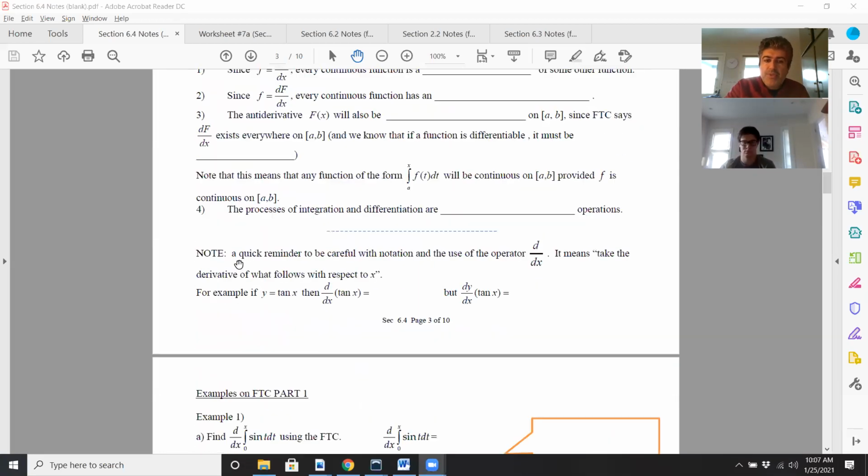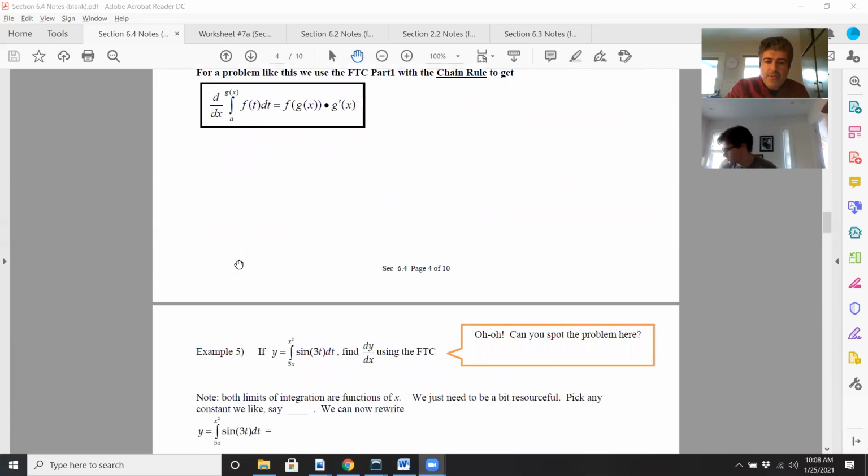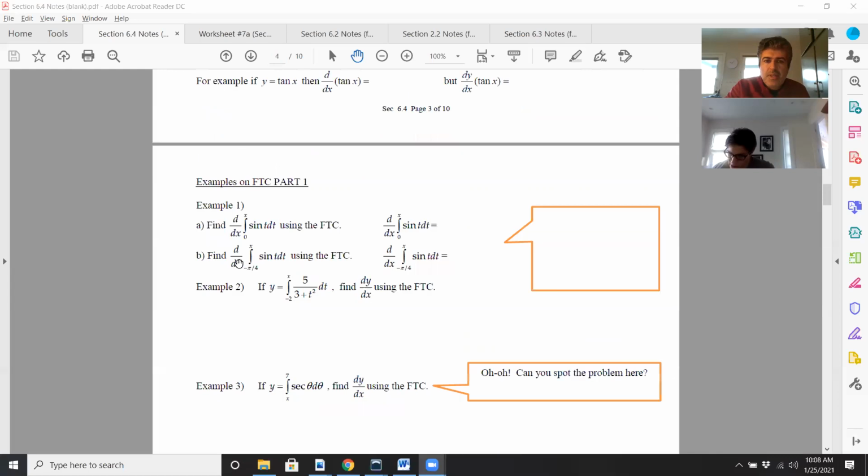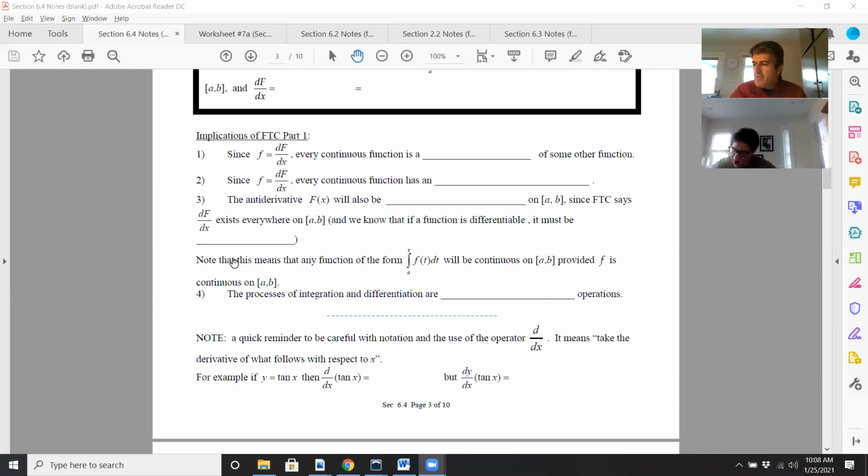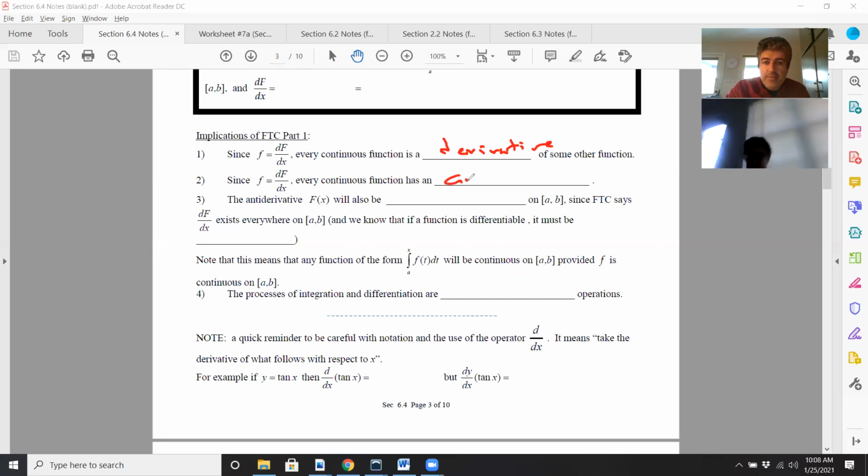Let's talk about some implications. Let's do some examples. Once I get to the examples, it'll start sinking in a little better. There are some implications we have to state first. Remember, every continuous function will be the derivative of some other function. That's what this is telling us here: if little f is the derivative of an antiderivative, and we're assuming continuity, every continuous function is the derivative of some other function. Also, every continuous function has an antiderivative.